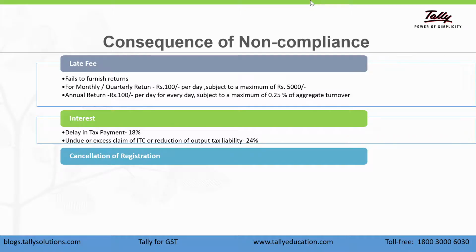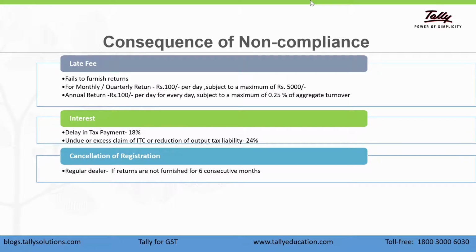Cancellation of registration is the next consequence of non-compliance. If a regular dealer has not furnished his tax returns for 6 consecutive months, his registration will be cancelled. If a composition dealer has not furnished his tax returns for 3 tax periods, that is 3 quarters, his registration will be cancelled.